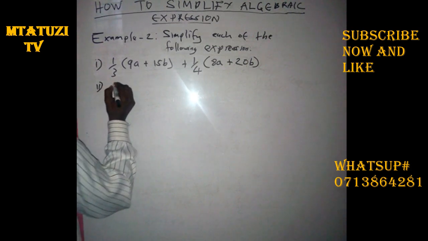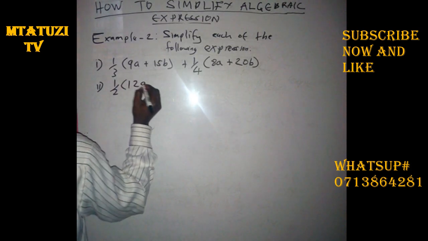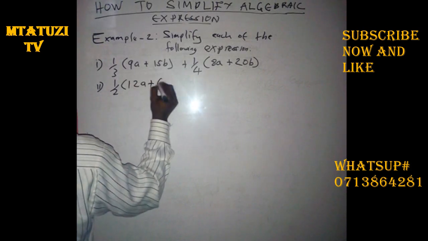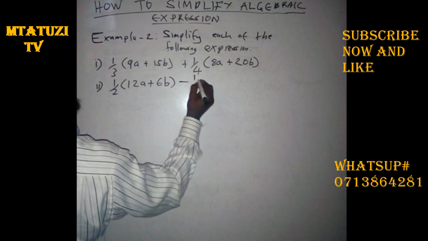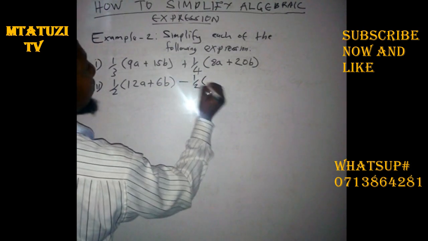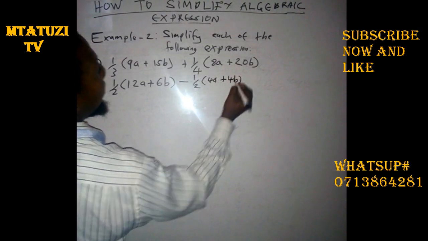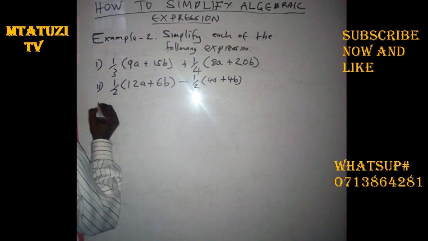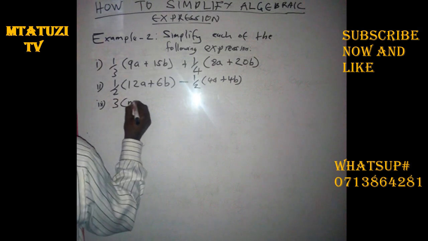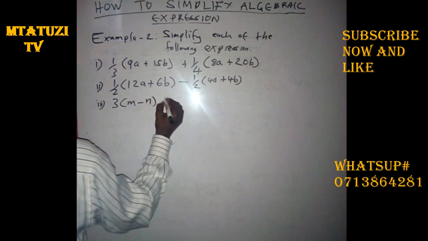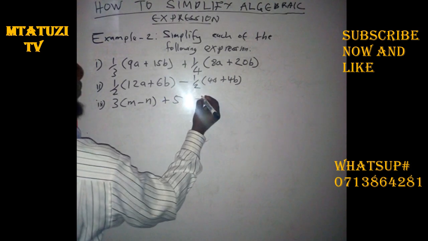Number 2, you are given 1/2 in bracket 12a plus 16b, minus 1/4 in a bracket 4a plus 4b, and the last is 3 in bracket m minus n in bracket, plus 5n minus 7n.